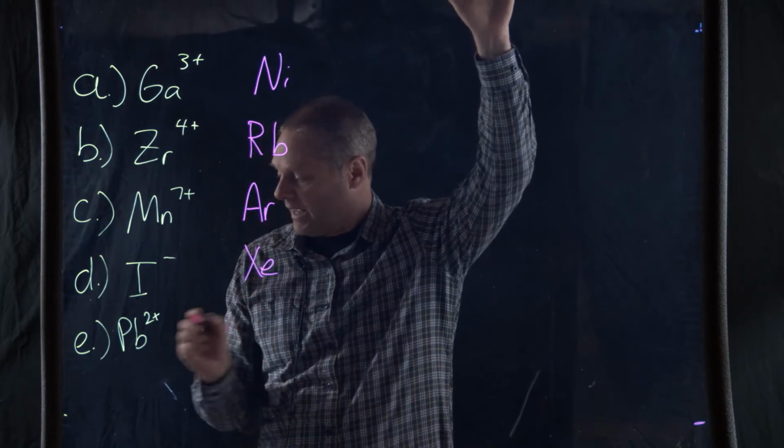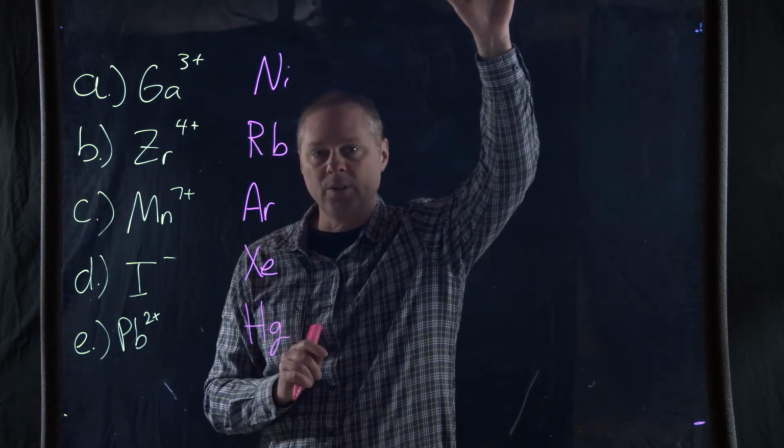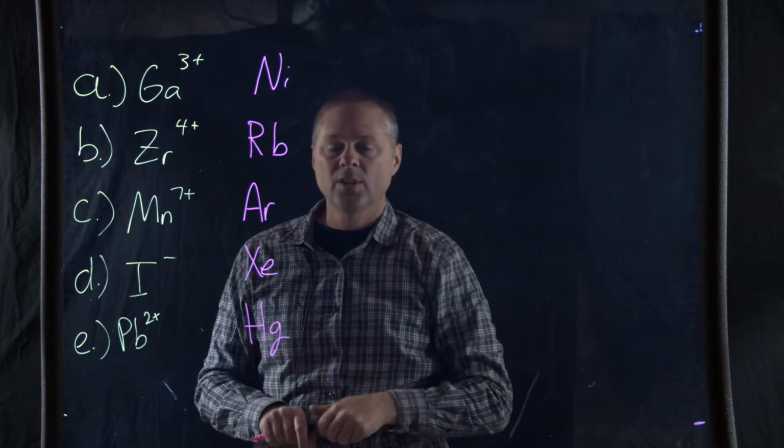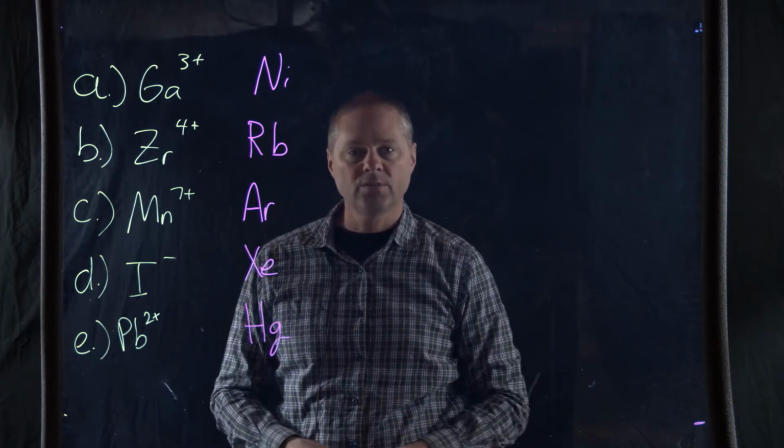And with lead, you lose 2 electrons, it's going to have the exact same electron configuration as mercury. All right, so these are pretty simple. It's not that hard. If you have any questions, let me know.